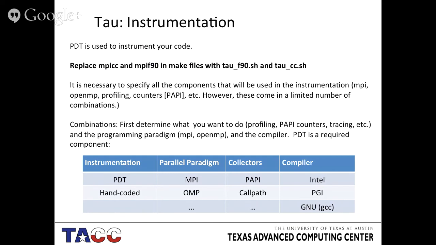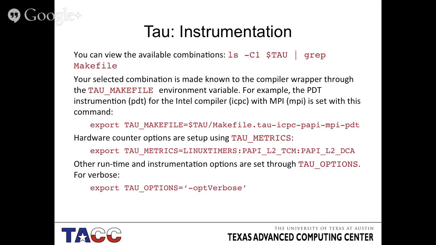Let's see how well it does. So first, you have your MPI code, right? Well, you're not going to use mpicc and mpif90 anymore. Now you're going to use tau_f90 and tau_cc to compile your code. And now you're going to use Tau makefiles, okay? You have to decide which Tau makefile you are going to use. In this case, we are using an ICPC makefile, meaning Intel C++ compiler with MPI, with PAPI counters, because that's what we care about in this particular case.